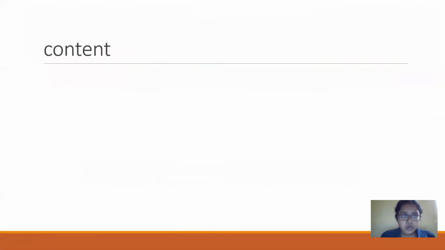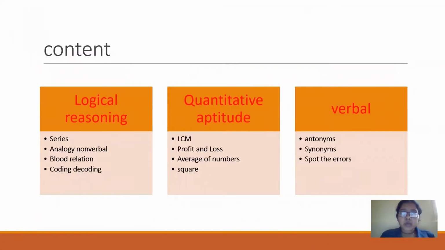Over here, we have the content for today's presentation. Firstly, I'm going to discuss logical reasoning questions. In that, I am going to discuss the subsections of series, analogy, nonverbal, blood relation, and lastly, coding-decoding. Then the second section I'm going to discuss is quantitative aptitude. It basically deals with mathematical questions like LCM, profit and loss, average of numbers, square. And the last is the verbal section. It comprises English questions like antonyms, synonyms, spot the errors.